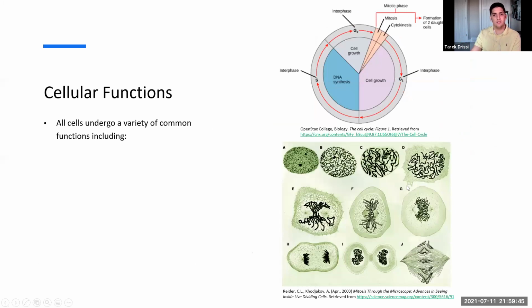Okay, so on to cellular function. So what cells actually do. All cells undergo a variety of common functions. First one being metabolism, which are the chemical reactions that occur inside a cell to support life. An example of metabolism is when you work out, you feel a burn in your muscles. That's actually your cells making lactic acid because they're producing energy, and it's a byproduct of the energy production process. Another common function is division, cell division.